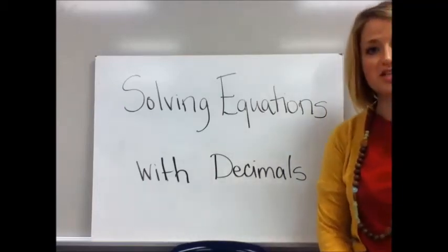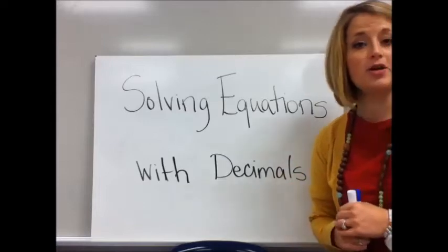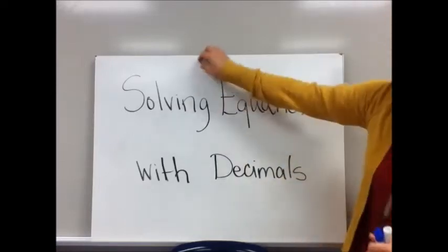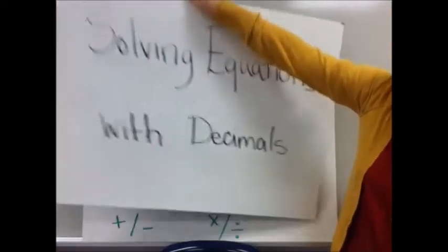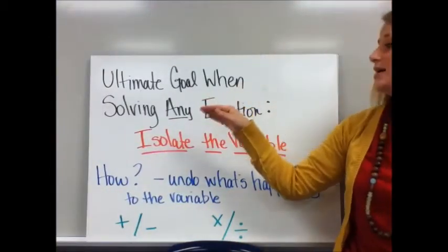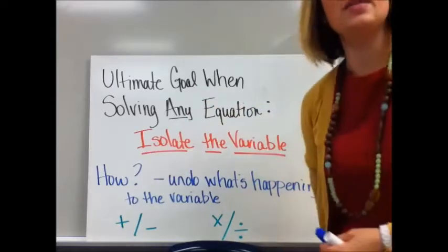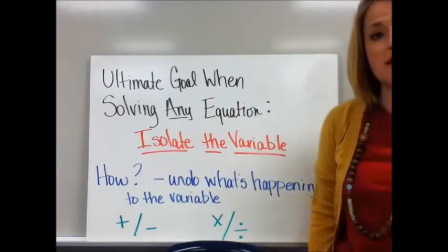Solving equations with decimals is done the exact same way as solving equations with integers. Your ultimate goal is still, with any equation, to isolate the variable. Remember, we're trying to get the variable on one side of the equal sign by itself.